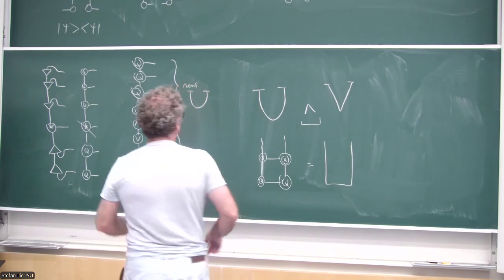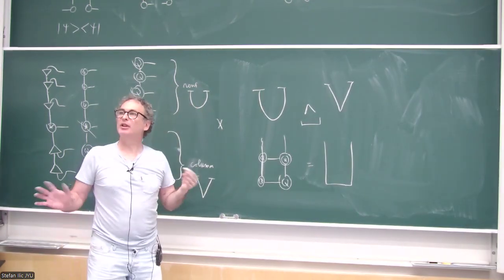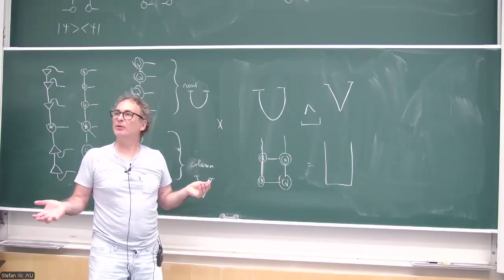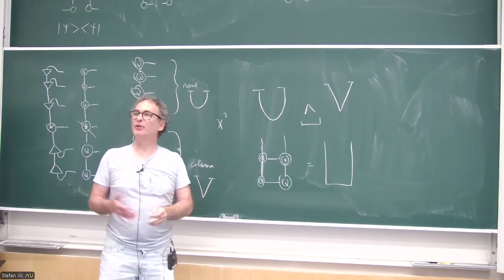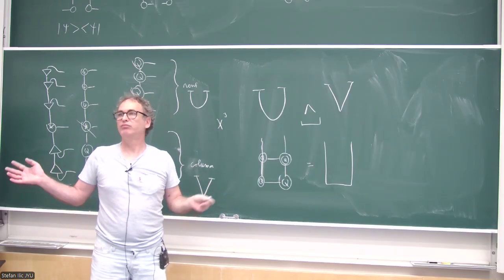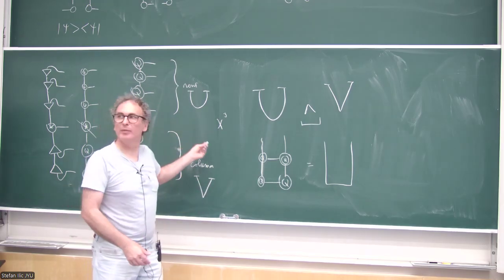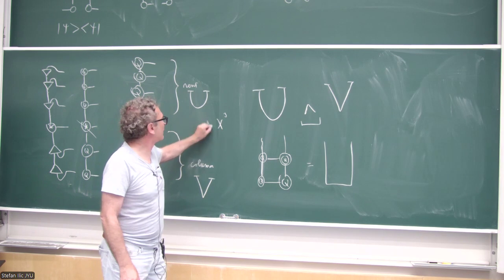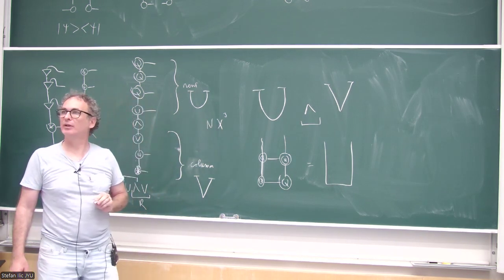So if your matrices are rank chi, pretty much everything you do with a matrix is chi to the 3. If you multiply two matrices, chi to the 3. If you SVD, QR, everything is chi to the 3. And if you have n qubits, you need to do it n times. So the cost is n chi cubed.